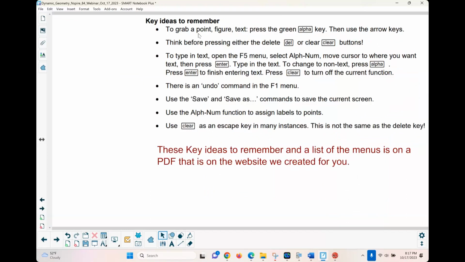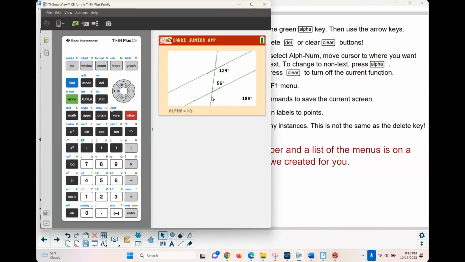ideas to remember. How do you grab a point? Make sure you think about pressing delete or clear. Clear is used a lot. Delete doesn't do things you want to do. To type in text, it tells you how to do that. There is an undo command in F1, which I absolutely love. It's the only time on the 84 that you can undo. So for example, right here, if you go to Y equals, you'll notice that undo is right here. If I press enter on undo, notice it changed where I was. So it undoes the last command or last function.